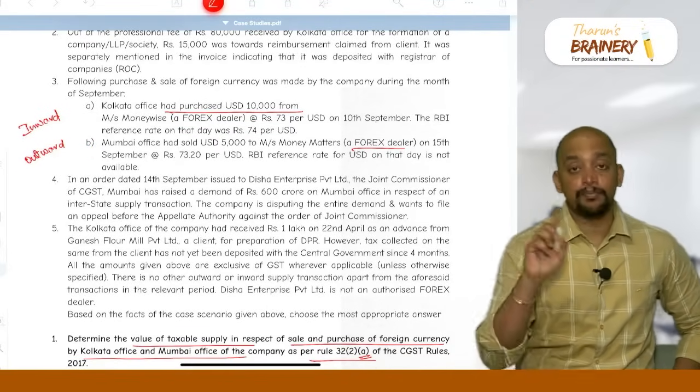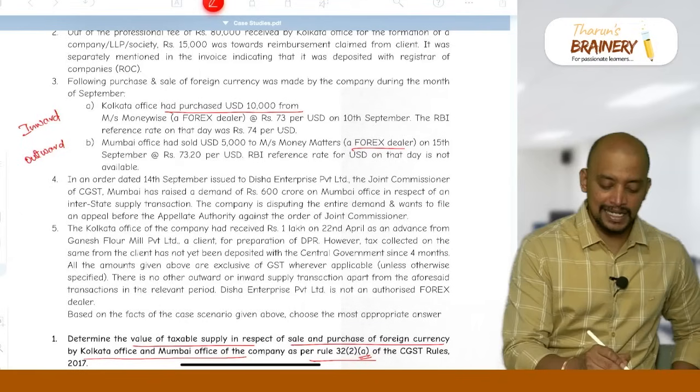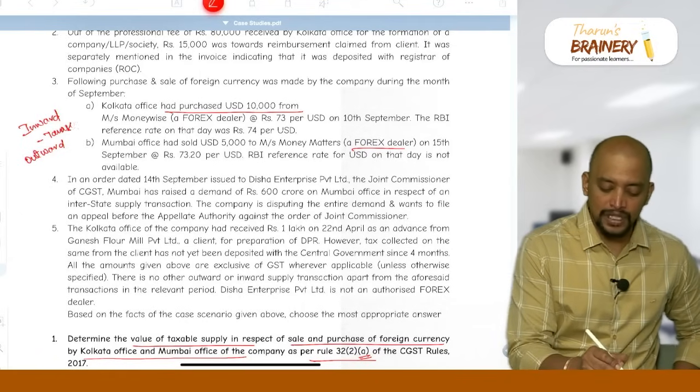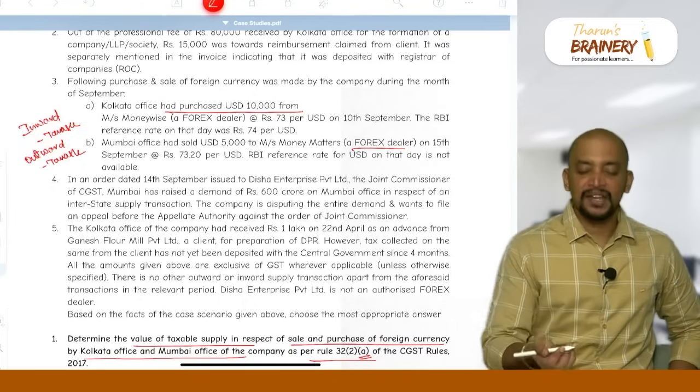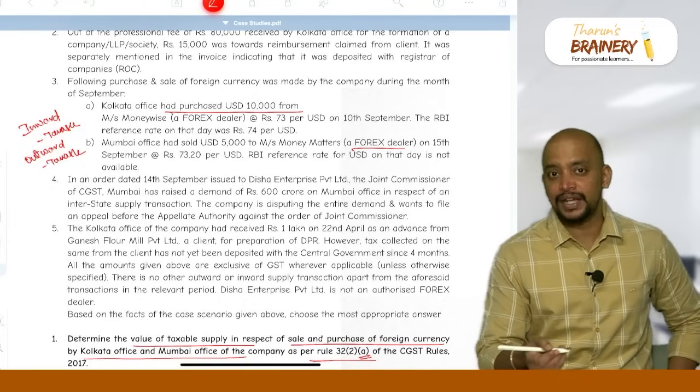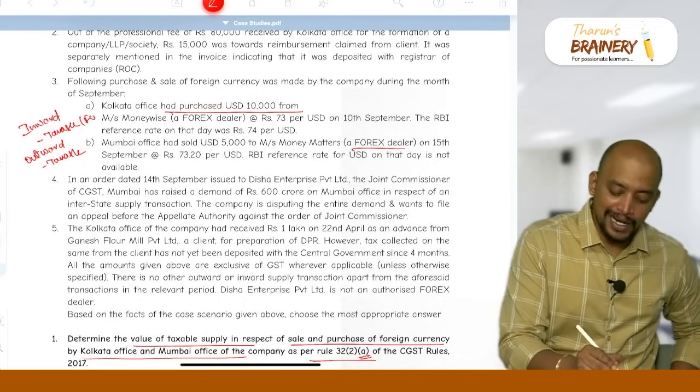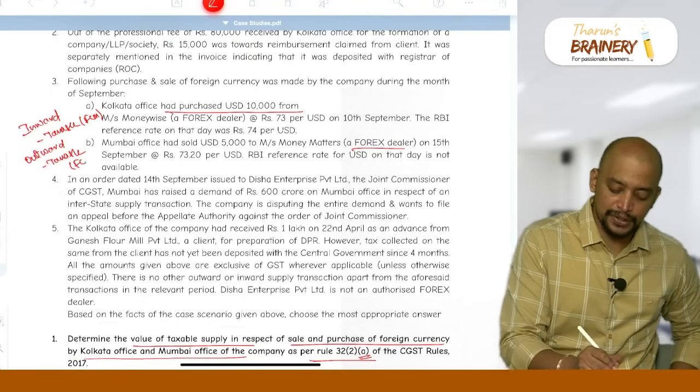If it is between a banking company and a forex dealer, then it is exempted. Otherwise it will be taxable. So we don't have any exemption with respect to that. This will be taxable. And banking transactions, that is foreign exchange transactions, will be coming under FCM. We don't have RCM with respect to this.